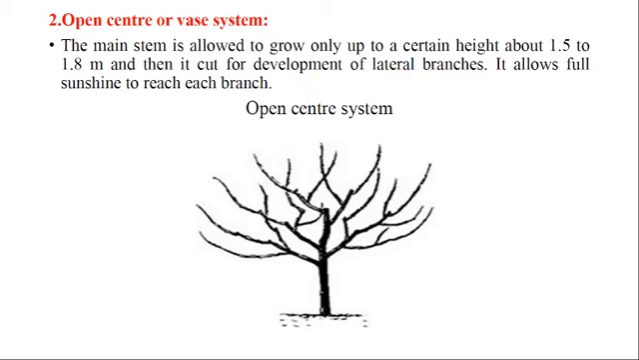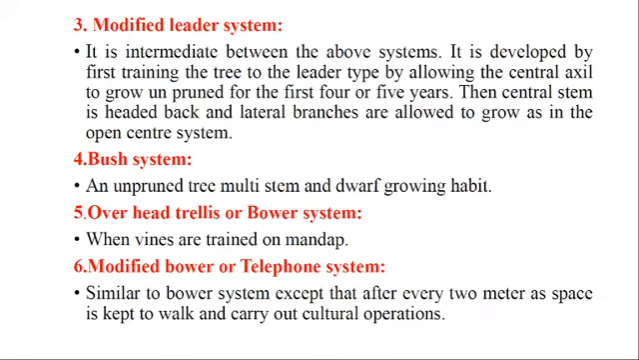When the main stem has grown up to 2 meters, about 6 feet, we cut it for the development of the lateral branches. When the main stem is cut at 6 feet, the lateral branches grow well there, and because of the lateral branches the plant has a special shape. It allows full sunshine to reach each branch, so all the branches easily get sunlight, and this takes place in a few fruit plants.